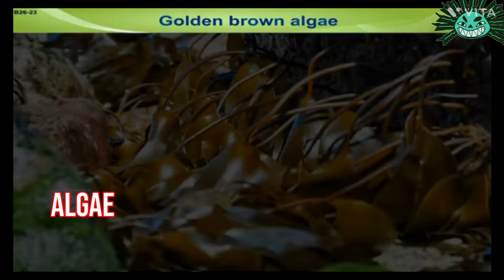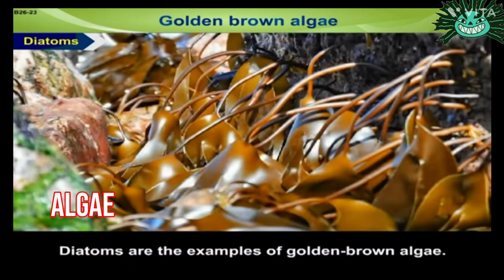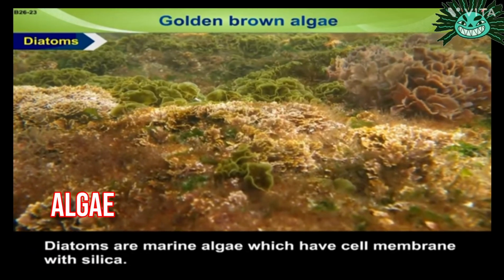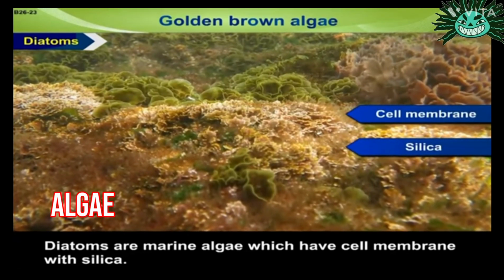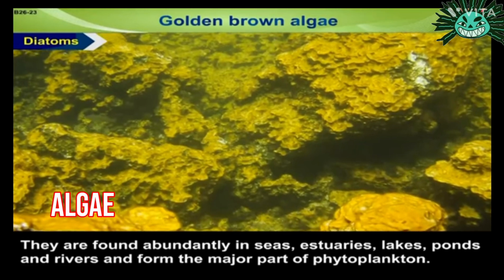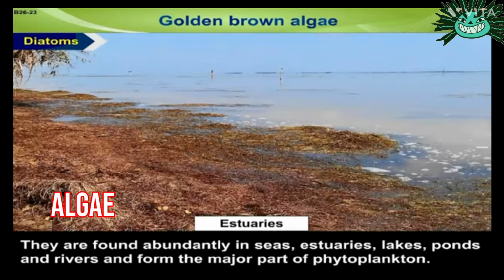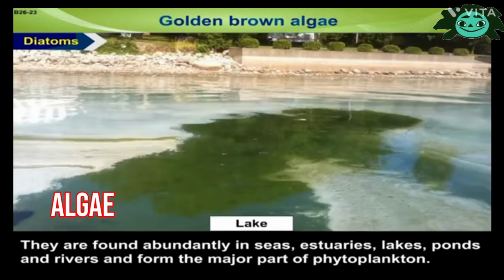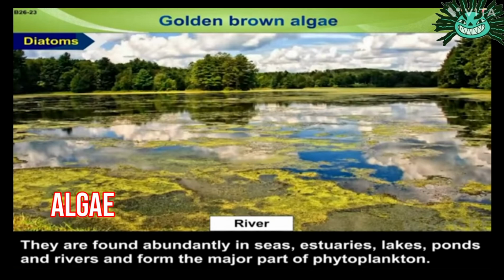Golden brown algae. Diatoms. Diatoms are the examples of golden brown algae. Diatoms are marine algae which have cell membrane with silica. They are found abundantly in seas, estuaries, lakes, ponds, and rivers and form the major part of phytoplankton.